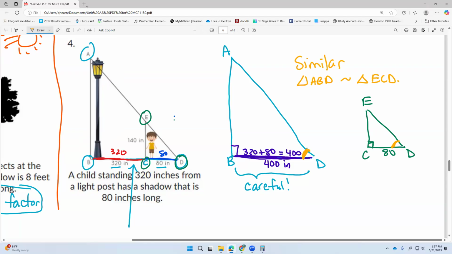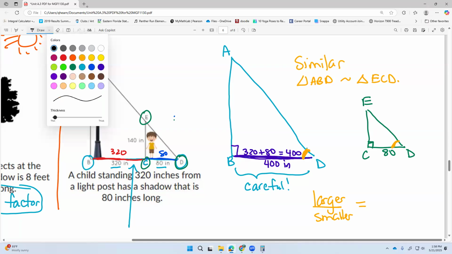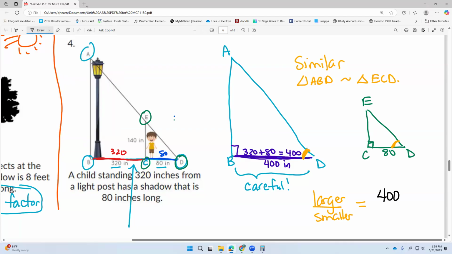How do we do it? We divide the side of the larger by the side of the smaller it corresponds to. And so what would we divide by what in this case? Okay, if you said divide the side of length 400 by the side of length 80, you're correct. The scale factor is 5. The lengths of the dimensions of the larger triangle are 5 times bigger than those of the smaller triangle.